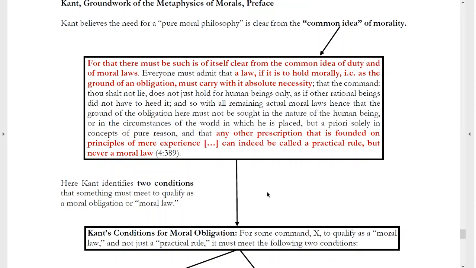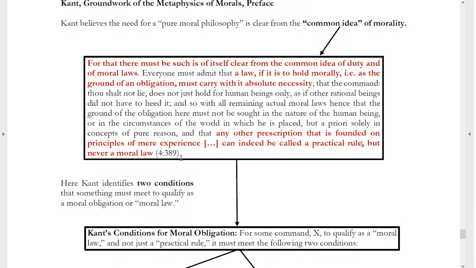And in fact, if we didn't think that the idea that you shouldn't lie always had to be followed, well, there's a better word for that. Not a moral law, but a practical rule. He says at the end, "Any other prescription that is founded on the principles of mere experience can indeed be called a practical rule, but never a moral law." If we could just choose when we wanted to lie or not lie, then you might say, okay, don't lie, that's a helpful rule of thumb, it's a good guideline. Don't always follow it, of course, but yeah, it's a good guideline for your life.